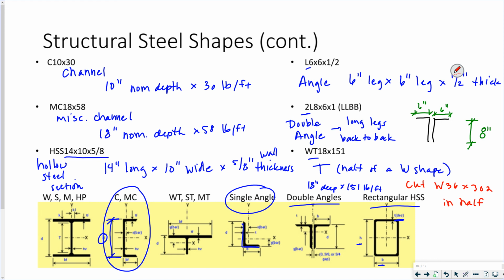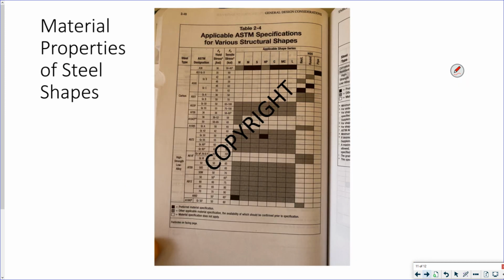So those are all my different steel shapes and what their letters and numbers mean. Finally, if you look in your steel manual, page 2-48, this is a good one to tab. Highly recommend investing in tabs. I'm going to discuss tab locations, but for now, this is a very good one.